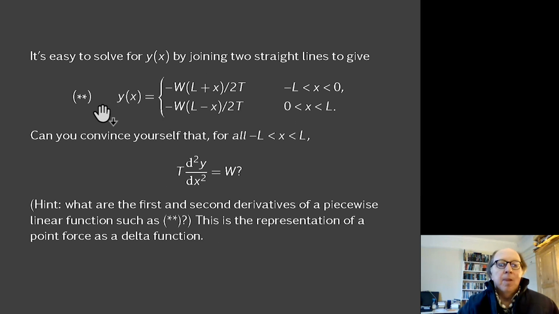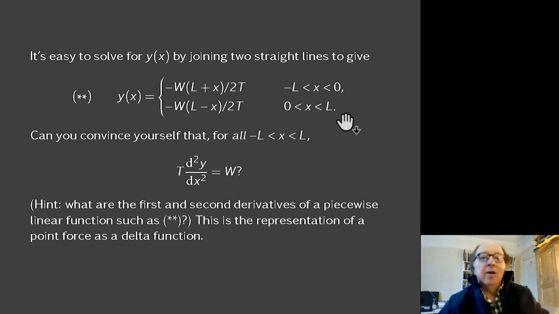You can just write down y is a linear function for x between minus L and 0, and another linear function between 0 and L. Save yourself some work by incorporating the boundary condition that y is 0 at x equals minus L by writing your linear function as some constant times L plus x or some constant times L minus x. And then you're automatically continuous at the origin as well. You now then have to simply work out the force balance, and that tells you what the constant, the W over 2T, is.